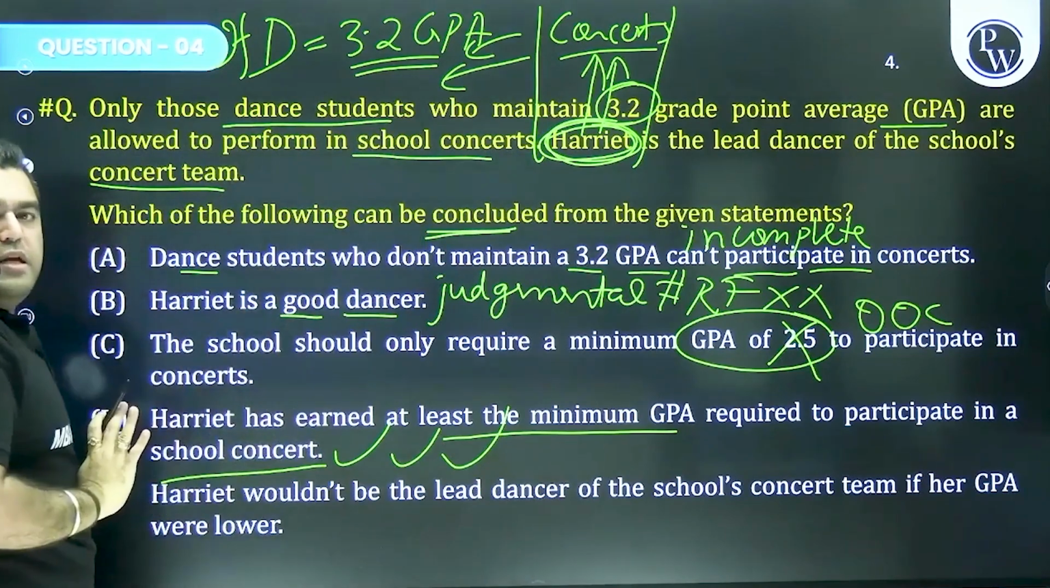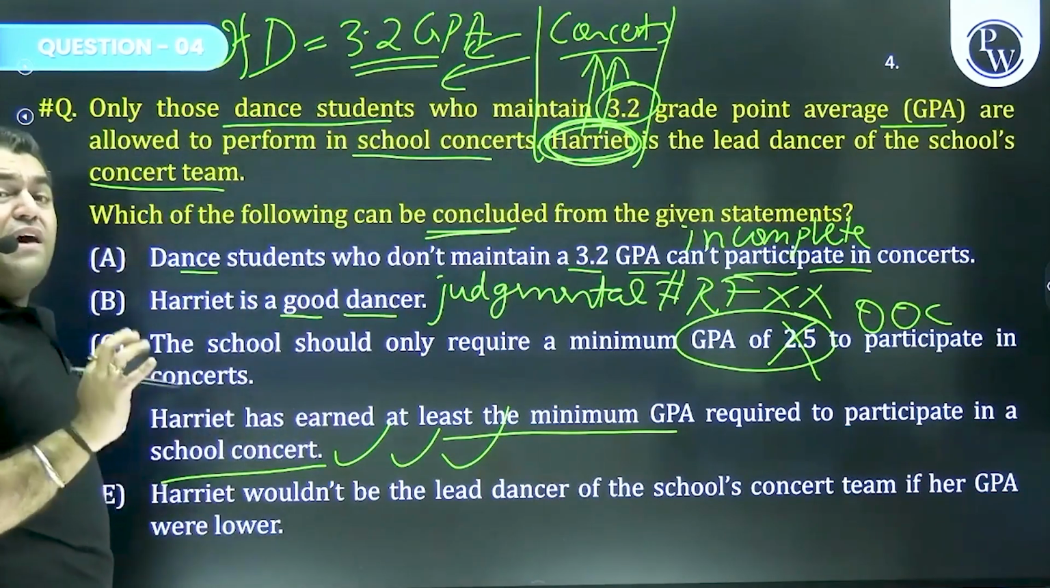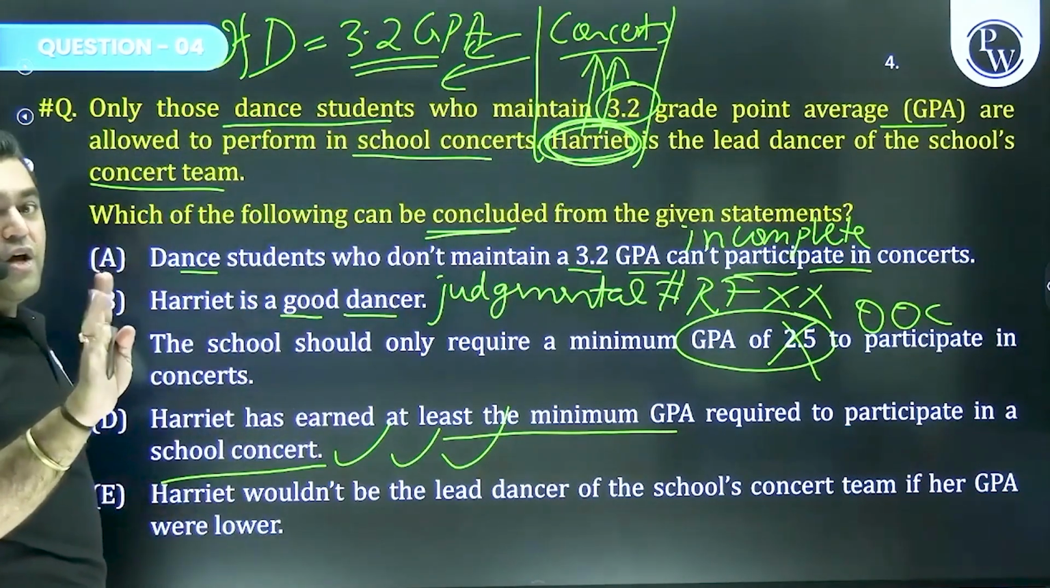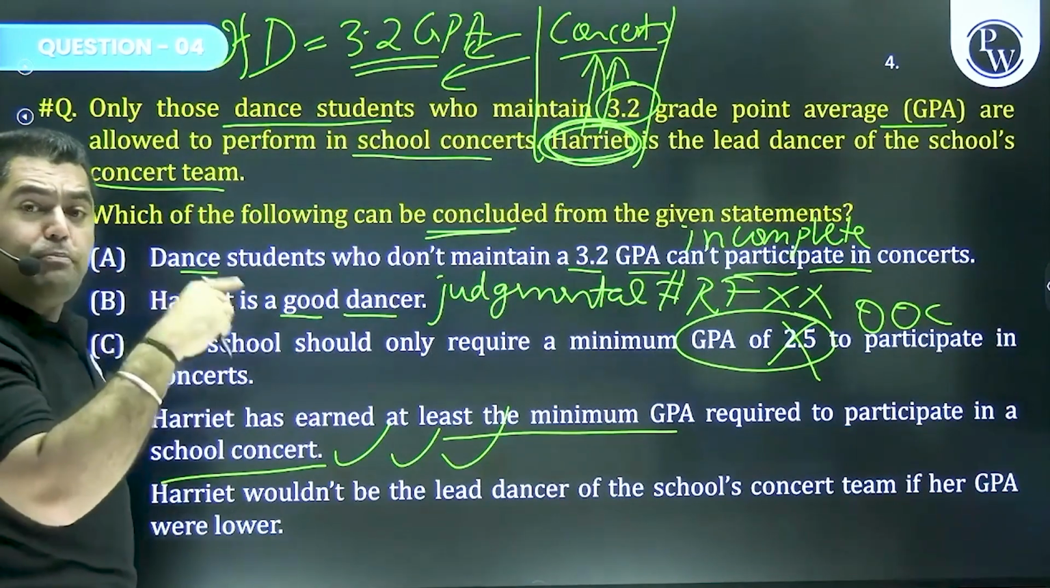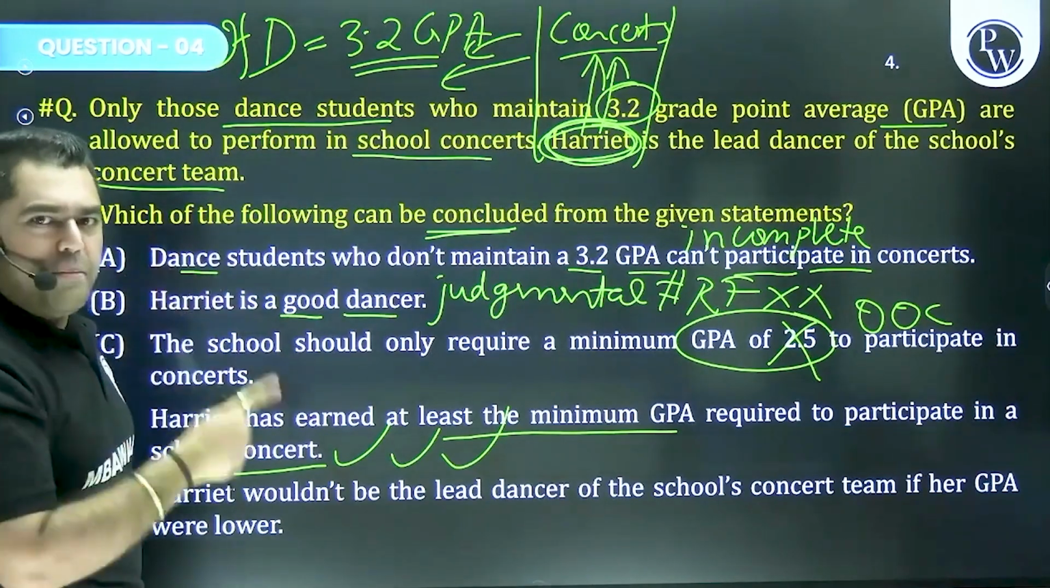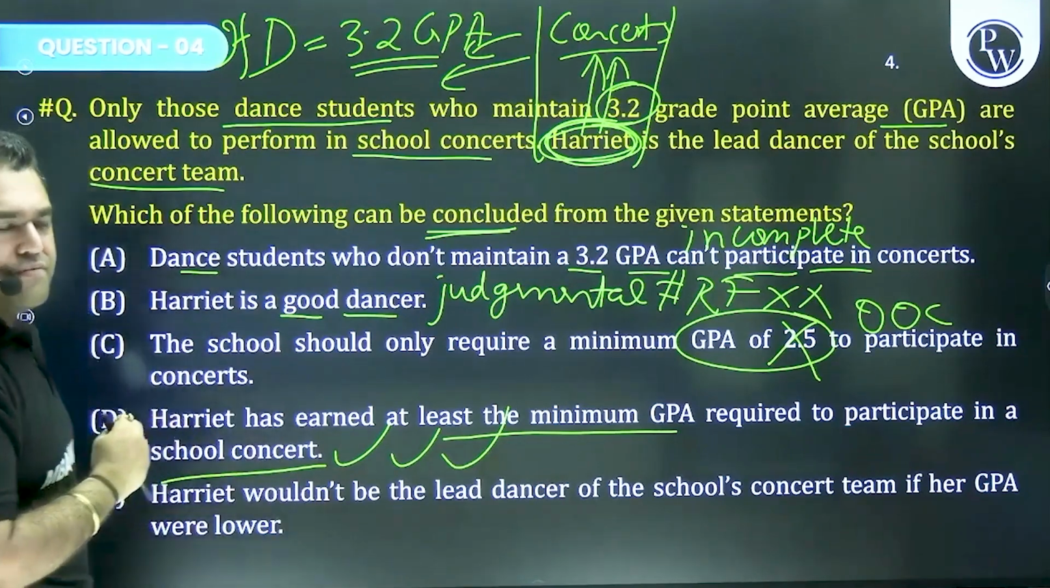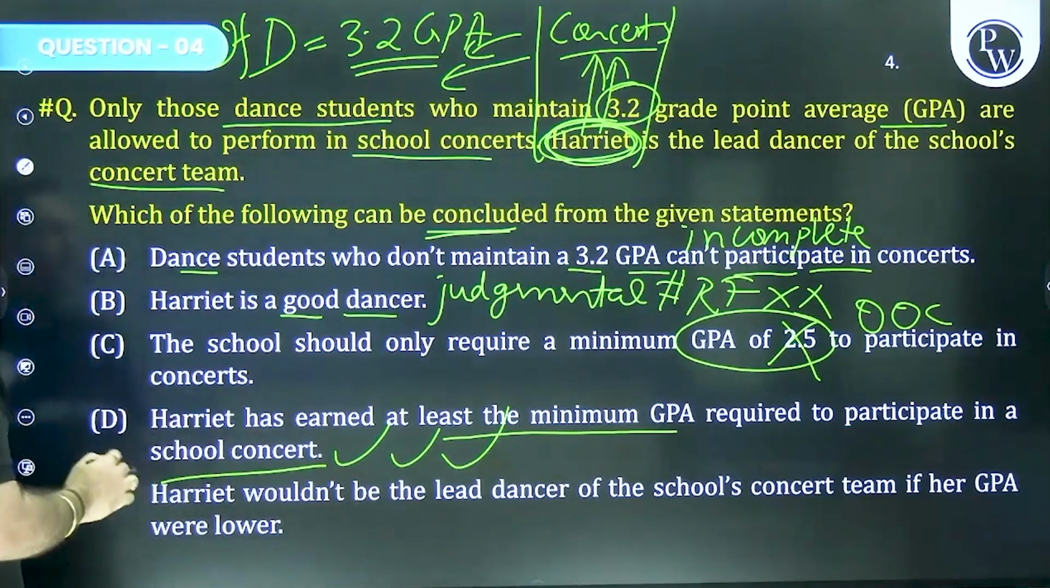She has earned the minimum GPA. That is for sure. Now, how much is the GPA? We don't know. Is it 3.3, 3.4? Is it 3.21? We don't know. But she has earned it. That's why she is the lead dancer. So this looks good. E. Yeah.